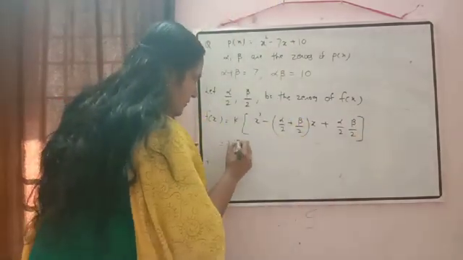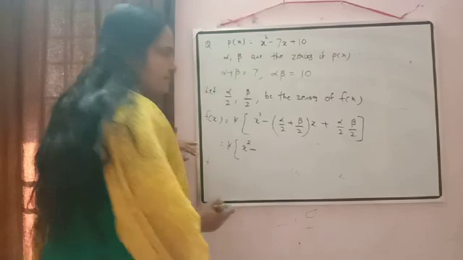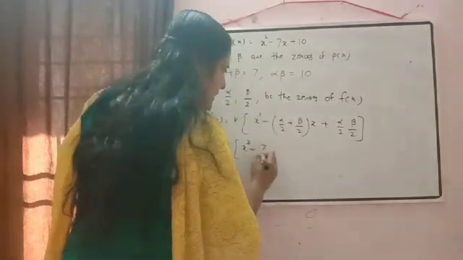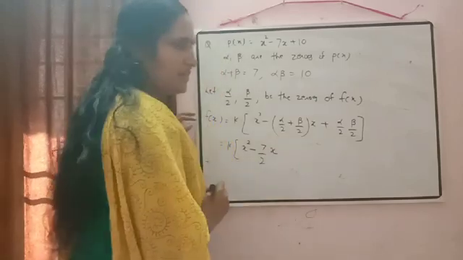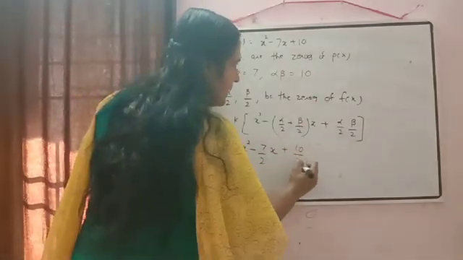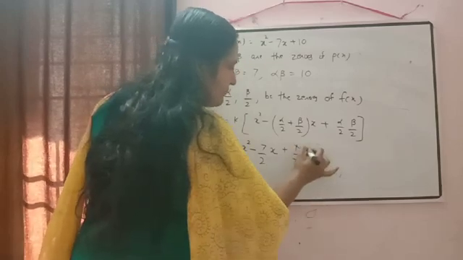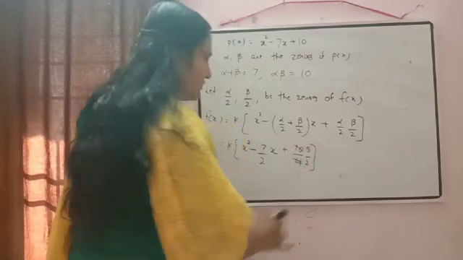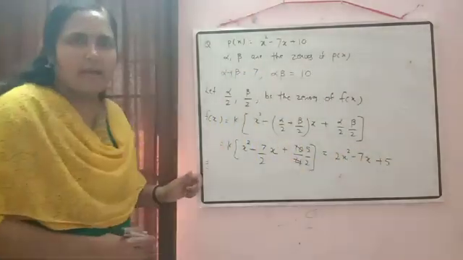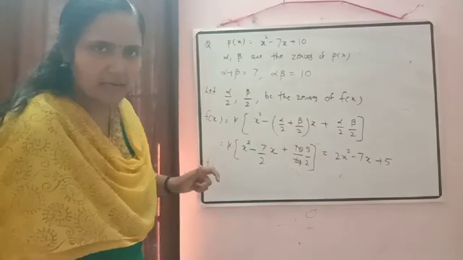So k into x square minus alpha plus beta by 2. And what is alpha plus beta? 7. So 7 by 2 into x plus alpha beta, that is 10 by 4. This will get cancelled. We will get here 5 by 2. Now what can we take? We can take k is equal to 2. So our required polynomial will be 2x square minus 7x plus 5. So I hope these questions are clear.